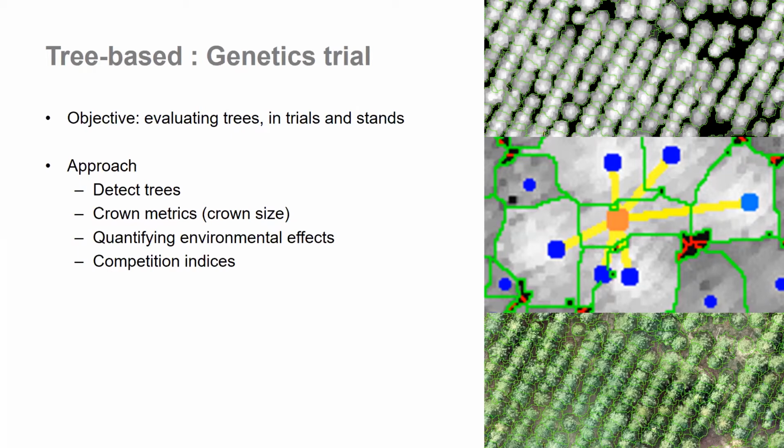In our tree-based phenotyping work, it's carried out in a genetics trial, but also applicable to forest stands. The approach is to detect individual trees and then generate crown metrics for those trees. So in this study, we did that using LiDAR imagery and RGB imagery. These are illustrated at the top and bottom on the right.